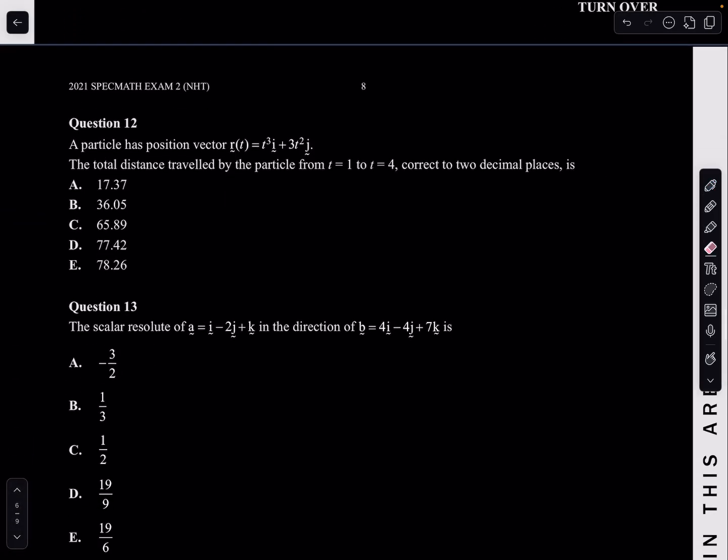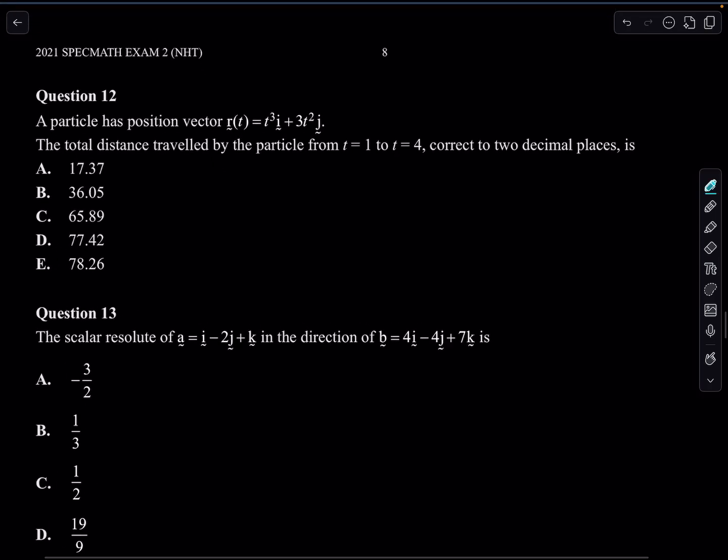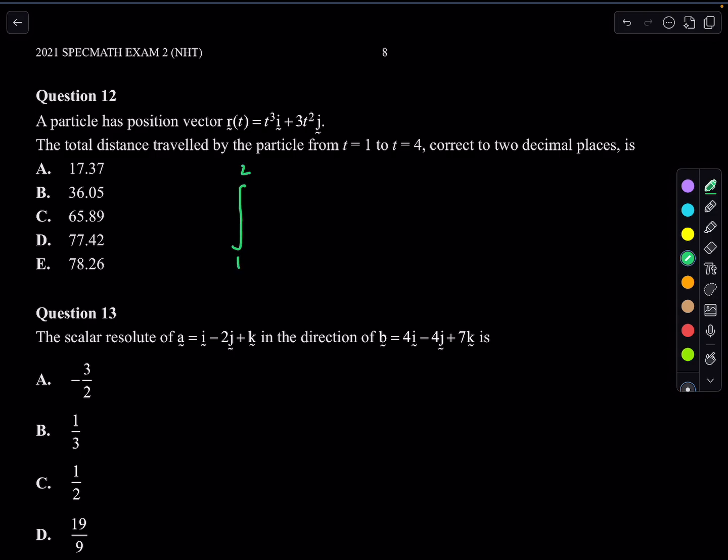Okay, question 12. A particle has a position vector of this. The total distance traveled by the particle from t equals 1 to t equals 4, correct to 2 decimal places, is what? Really nice question here. So for distance, use our formula. We're going from 1 to 4, so time. And remember, to find the distance, it's going to be the integral of the square root of your dx/dt squared plus your dy/dt squared, dt. So it's your parametric equation.